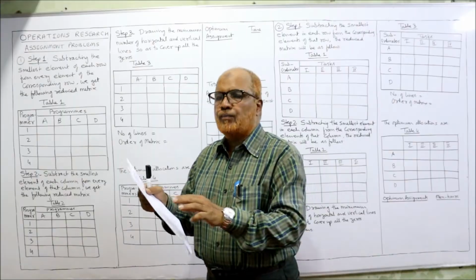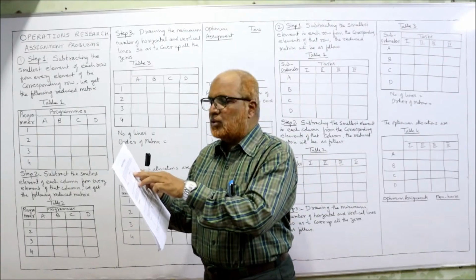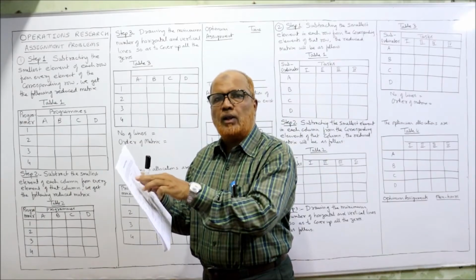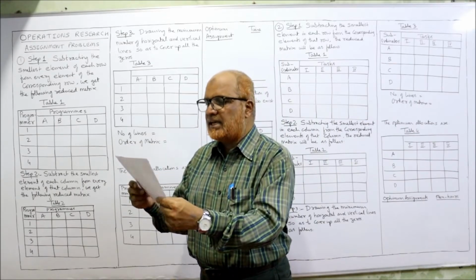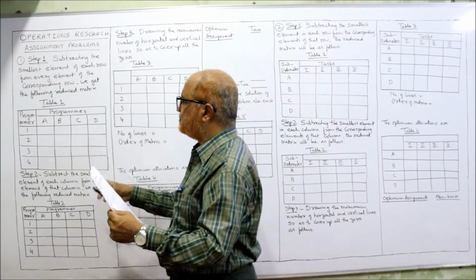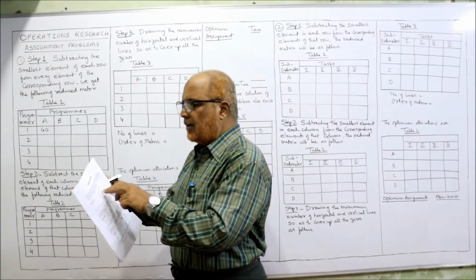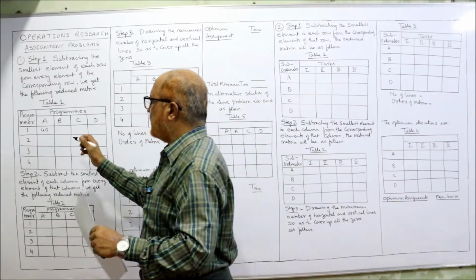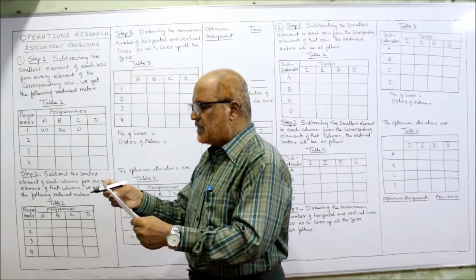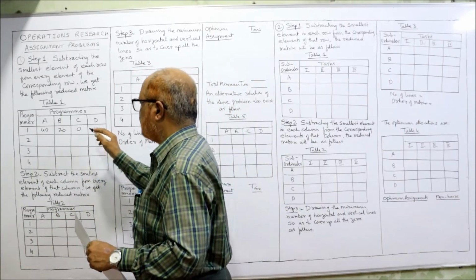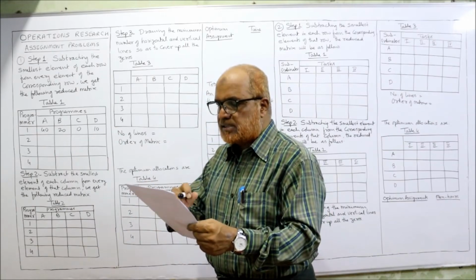The first row: what is the smallest element in the first row? 80. So subtract 80 from all the other elements in that row. 120 minus 80 is 40. Then 100 minus 80, you get 20. Then 80 minus 80, 0. 90 minus 80 is 10. First row completed. Second row, the minimum is 70.